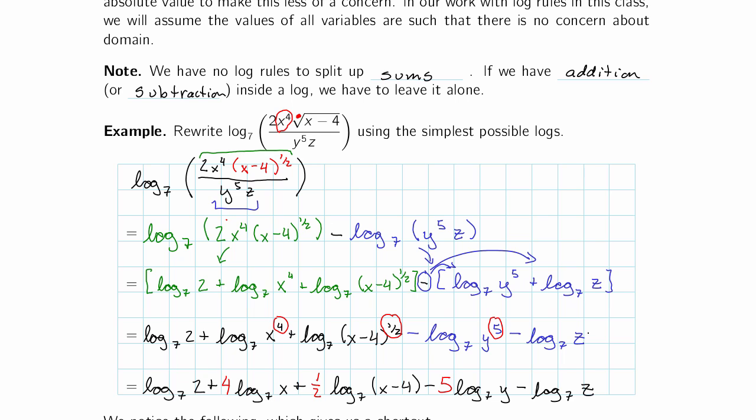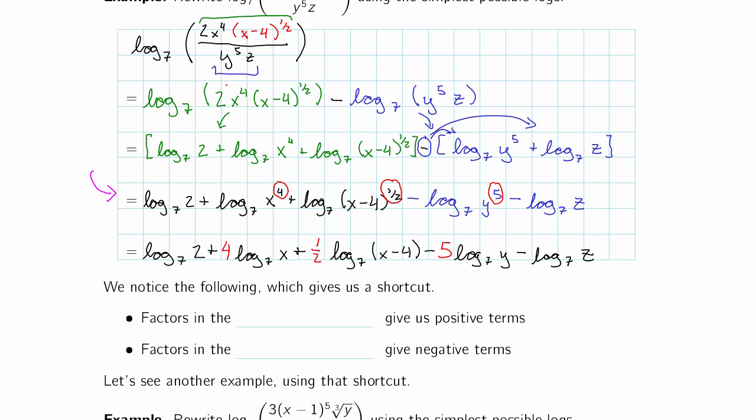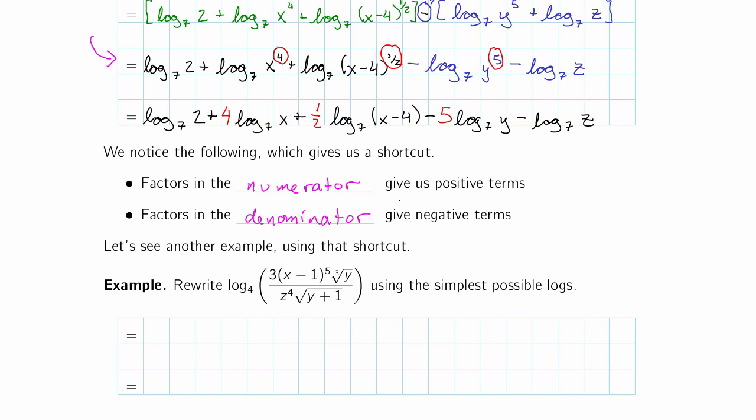Okay, you might be wondering, is there a shortcut here? And the answer is that yes, there is a shortcut that will let us jump straight to this line. And that is that factors from the numerator give us positive terms, and factors from the denominator give us negative terms. So let's see how we can use that shortcut to rewrite another one of these big complicated expressions.